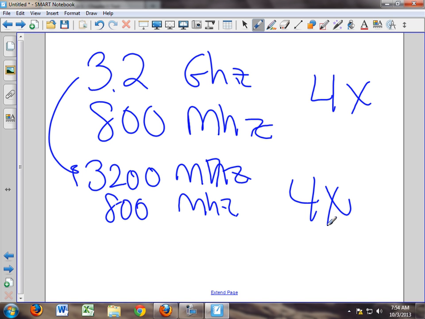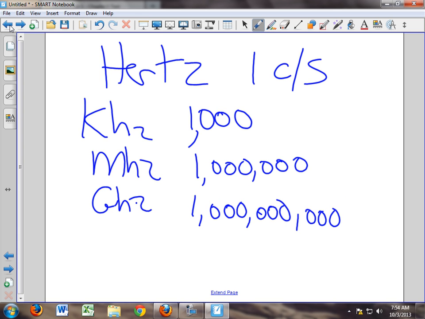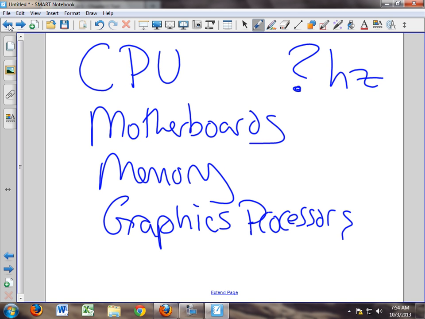We're going to finish this. All right, so really those are the 2 things. This term is used to talk about speed: CPU speed, motherboard speed, memory speed, graphics processor speed. The speed of this memory right here is 400 megahertz. Okay? Speed of that memory is 400 megahertz.